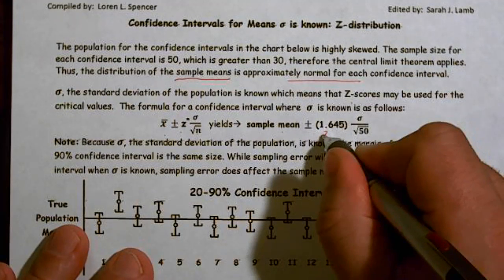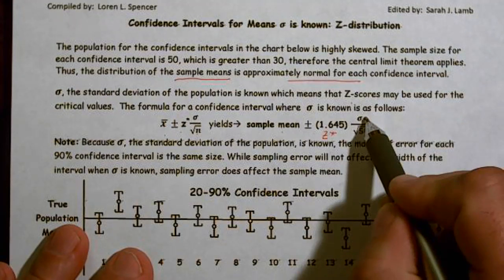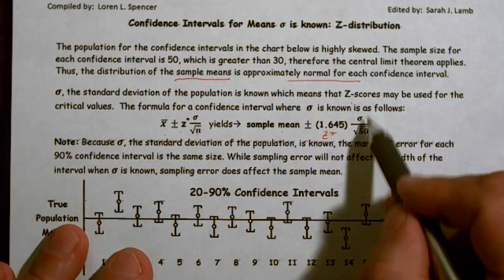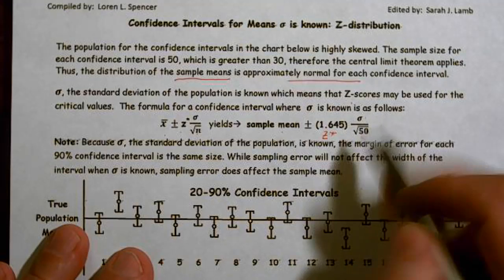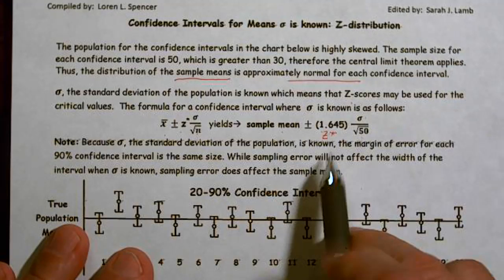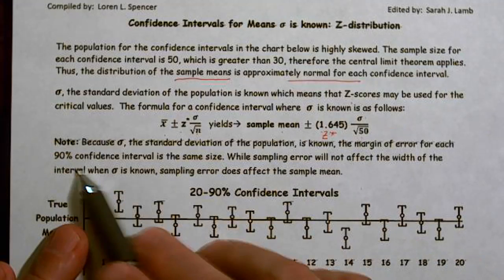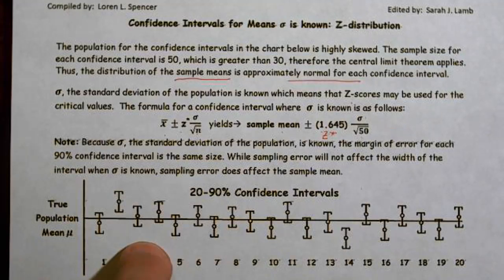I gave you the z star value of 1.645. I'll tell you where that is in a moment. Our population standard deviation divided by the square root of our sample size, which happens to be 50. All right. Well, this is z star. We're going to do a 90% confidence interval. So basically, if we want a 90% confidence interval, the z star associated with that is 1.645.